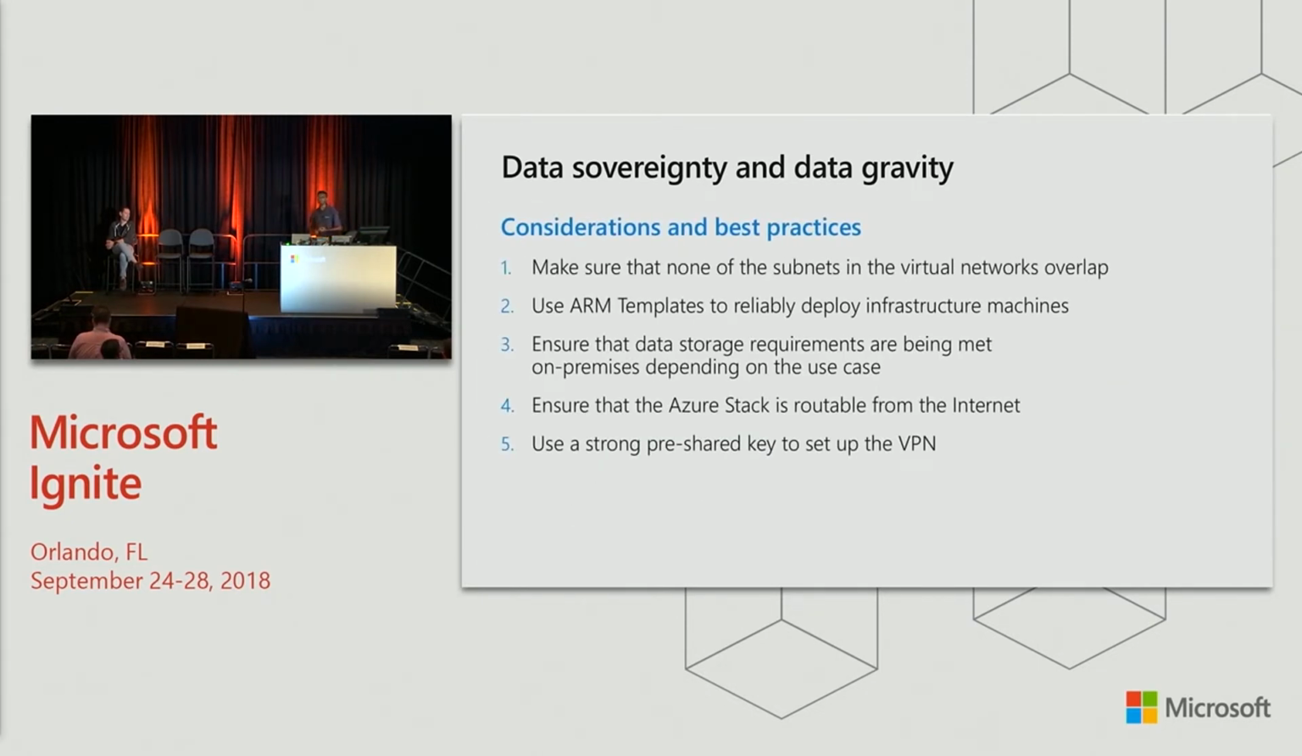Some considerations and best practices. These considerations and best practices, I have built all of these solutions and tried them out at some point. And so these are problems that I have faced or things that have had me scratching my head for a little bit until I figure the problem out. So I'm just trying to save you some time. So make sure that none of the subnets in the virtual networks overlap. If they do, you'll have some interesting routing problems when you connect your VPN.